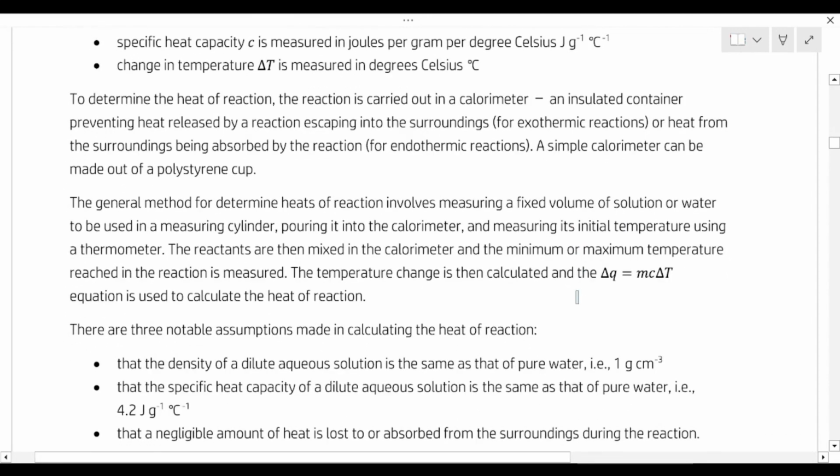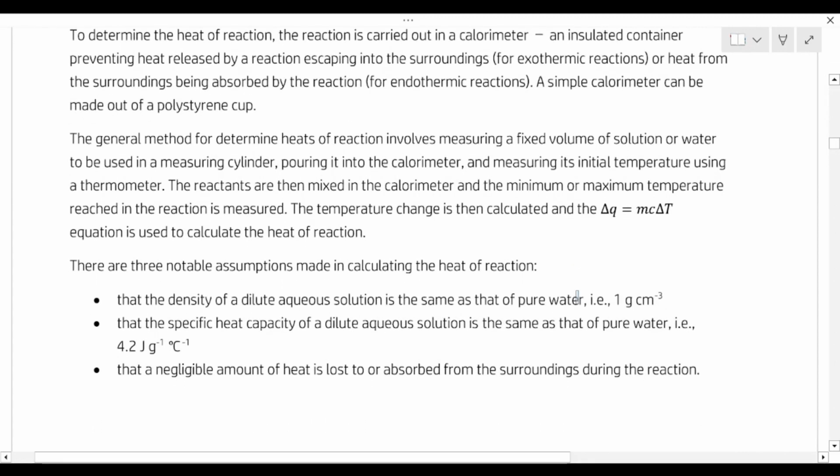And to determine the heat of reaction, the reaction is carried out in a calorimeter, which is an insulated container that prevents heat from being released to the surroundings or gained from the surroundings. A simple calorimeter can be made out of a polystyrene cup, or your styrofoam cup. So you have your styrofoam cup, the chemical reaction takes place inside the styrofoam cup, and that reduces the amount of energy that is exchanged with the surroundings.